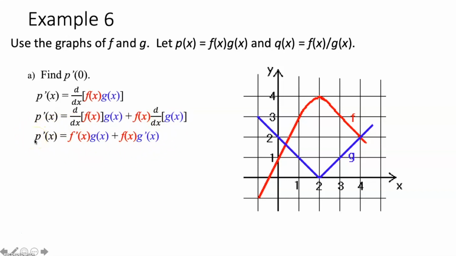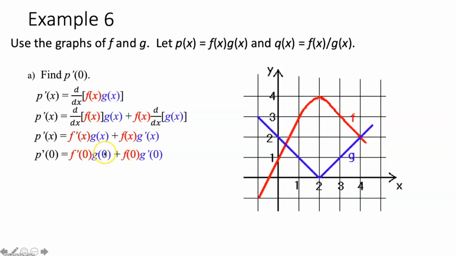Now we need to evaluate p prime of 0. Well, how does this work? Look at our graph over here. F prime of 0: if I want to evaluate that, I just look at x equal to 0. What is the slope of my function f at x equal to 0? It looks like we're going up 2, right 1, so that would be up 2 over 1. That's a slope of 2, which means the derivative of my function f at x equal to 0 is 2. So I'm going to plug in 2 for f prime of 0.